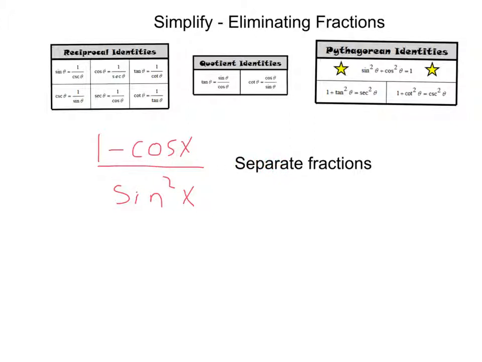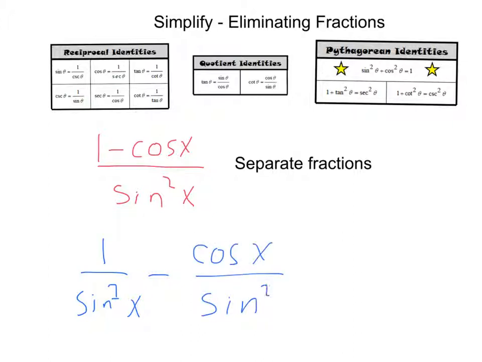So rewriting this, that would give me 1 over sine squared x minus cosine x over sine squared x, right? These have common denominators. I could combine them back to get right back where we started, 1 minus cosine x. I've just rewritten them as two separate fractions.